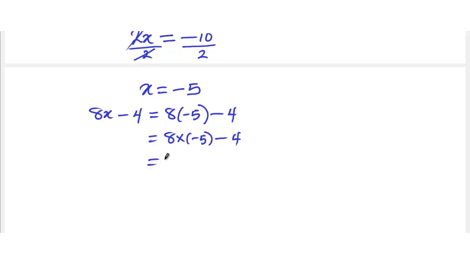So 8 times minus 5, that is what? Minus 40, minus 4. So minus 40 minus 4 will give us what? Minus 44. So that is the solution to that particular problem.